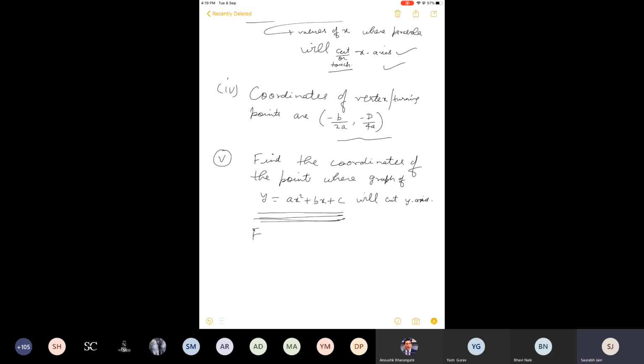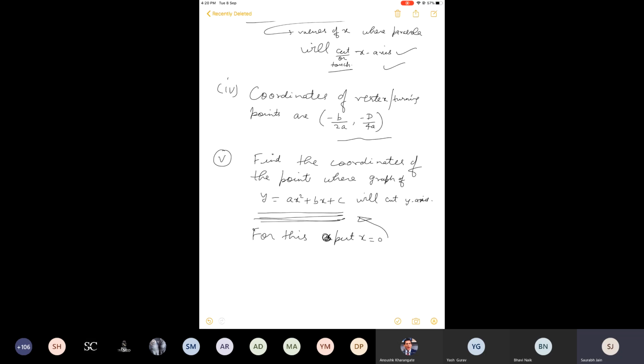For this, what I will do? Okay, tell me, what is special about the coordinates of a point on the y-axis? x is 0? That's right. So for this, put x as 0. Where to put it? In this equation.